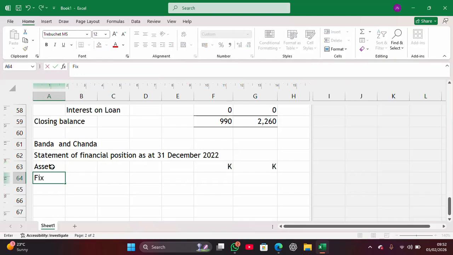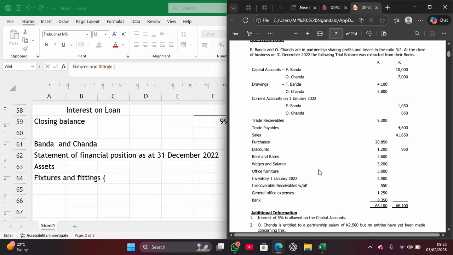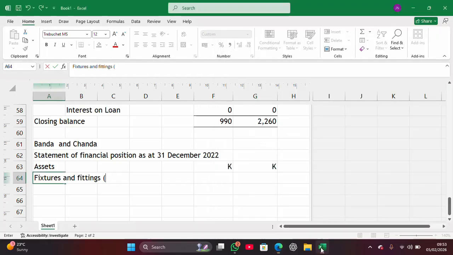So I saw fixtures and fittings. Just open brackets and go to your balance sheet. Oh, it's office furniture. All right, so anyway, I'll change it. Go to your trial balance and get your fixtures. It appears as if there's no accumulated depreciation, so it was a very simple question, but you only need to use the 300 that is in note 5. So we're told office furniture.